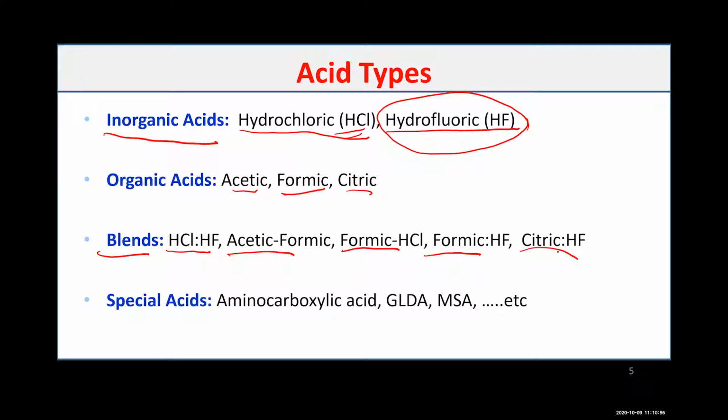Then, lastly, we have what we call special acids, and we typically use these acids in certain conditions. Like aminocarboxylic acid and GLDA, and typically we use these acids when the temperature is extremely high, almost 350 and above, like 350 Fahrenheit or 400 Fahrenheit. In this case, the regular acids HCl, HF are a little bit hard to use. Corrosion rate will be high. So we are looking for special acids at special conditions. Or when HCl is not acceptable for a certain regulation, we can use MSA as an alternative to HCl.